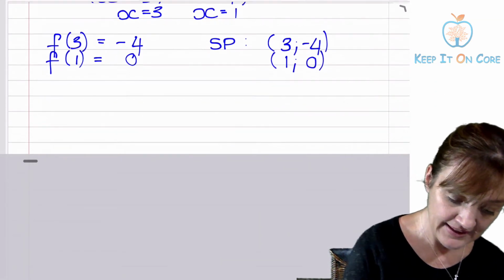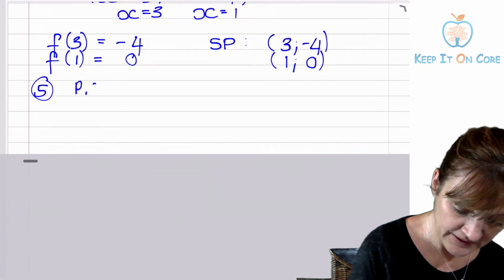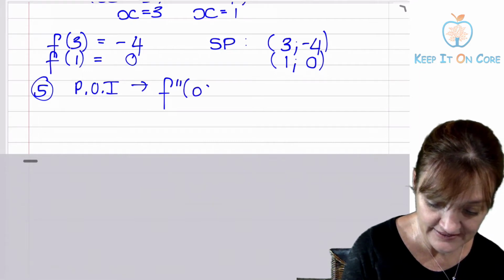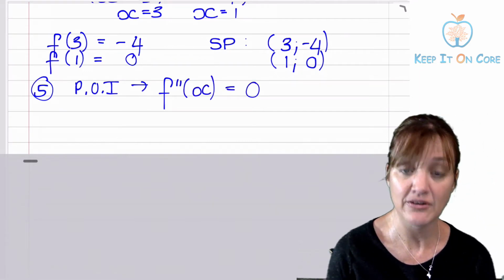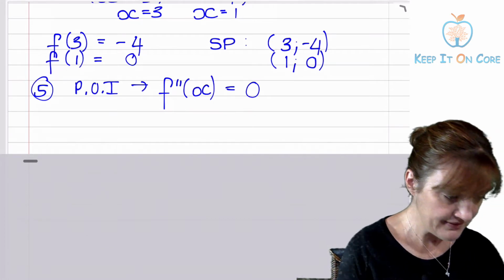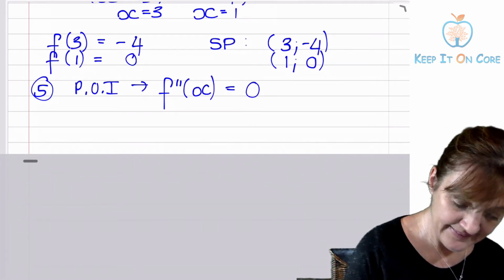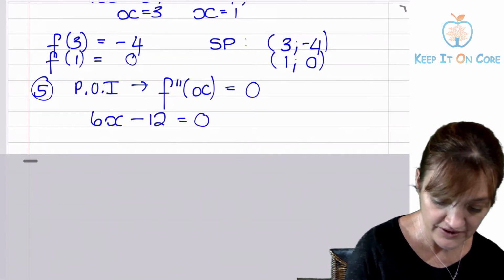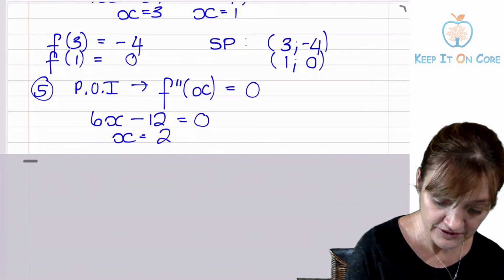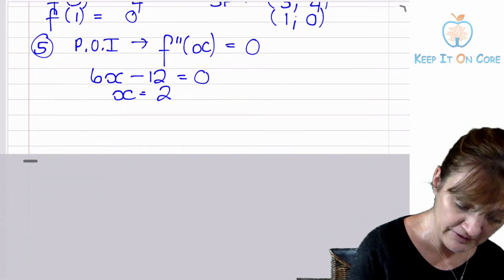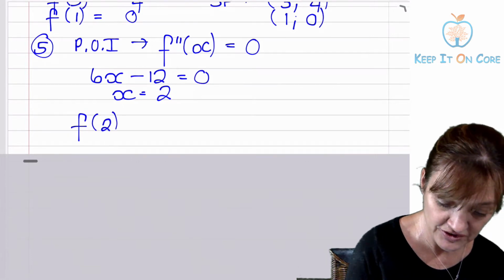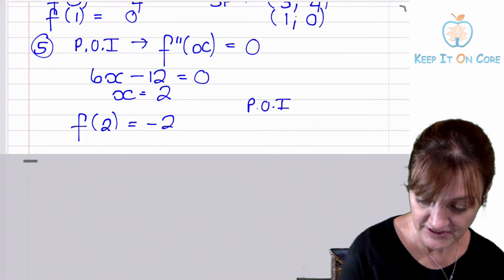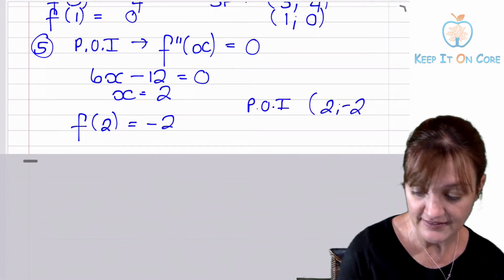Right, last thing. Point of inflection, POI. All right, we know point of inflection is second derivative equals 0. Okay, second derivative, that works out to be 6x minus 12, and we're letting that equal 0. That's giving me an x value of 2. And if I substitute 2 into your f of x equation, so if I look at f of 2, we'll end up getting negative 2. So your point of inflection is at the point 2 and negative 2.